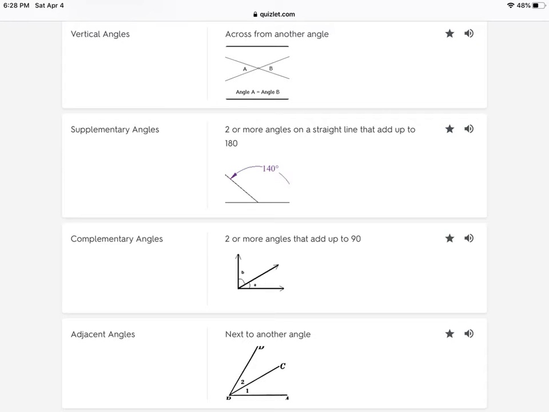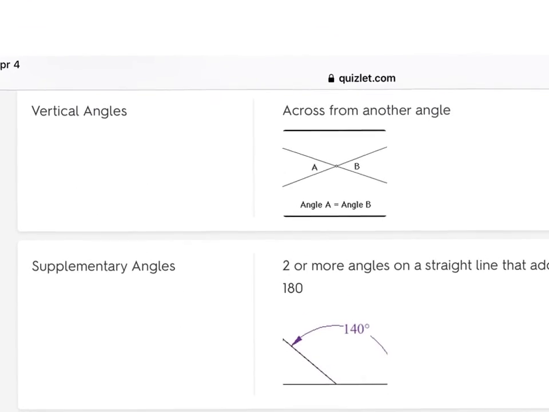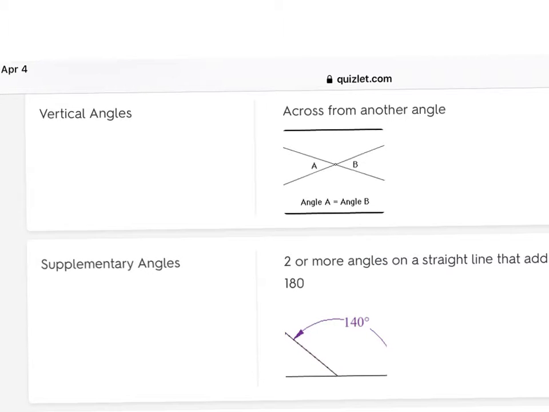The first term is called vertical angles, and vertical angles are across from each other. So A and B are vertical angles, and they're congruent. So if angle A was 40 degrees, then angle B would also be 40 degrees. They're equal to each other. So vertical angles are across from each other.